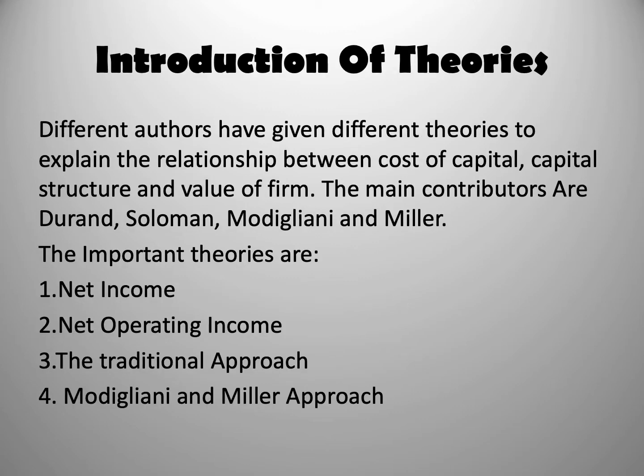Let's do the introduction of theories. So, different authors have given different theories. Different authors had different points of view. They tried to explain the relation between the cost of capital, capital structure, and value of firm. The main contributors are Durand, Solomon, Modigliani, and Miller. And the theories they have given are net income, net operating income, traditional approach, and Modigliani and Miller approach. Now we will do all these theories one by one.